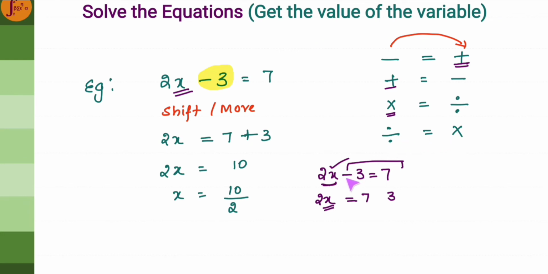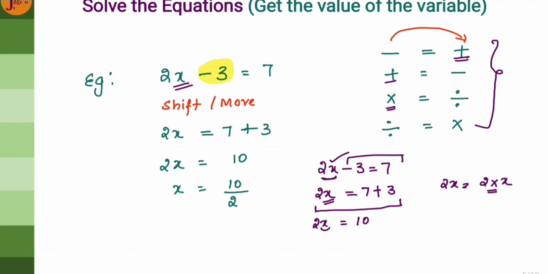Now in this case, we have minus 3. We want to shift minus 3 to this side, right? When I say I have to shift to this side, it means the side after the equal to sign. So minus 3 will become plus 3 because of this condition. So we'll get 2x is equal to 7 plus 3, which is 10.